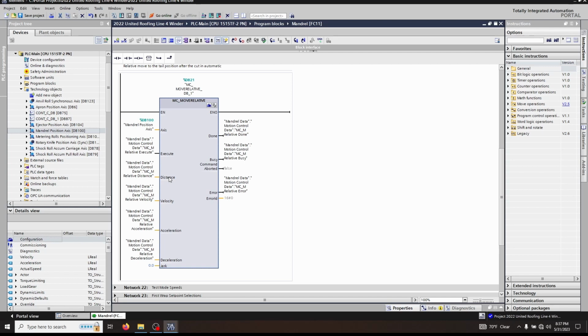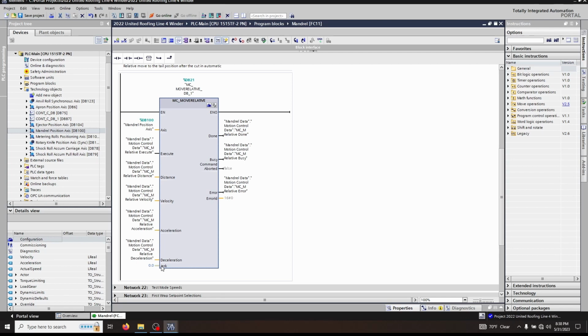This block will move that distance at a maximum velocity as inputted at the velocity input. It will accelerate and decelerate according to the inputs at the block. Finally, you may input a maximum jerk allowed at this input. If you don't set a maximum jerk, it will go to the default maximums. If you set this value to a -1, it will use the default values, both of which are configured in the technology object.